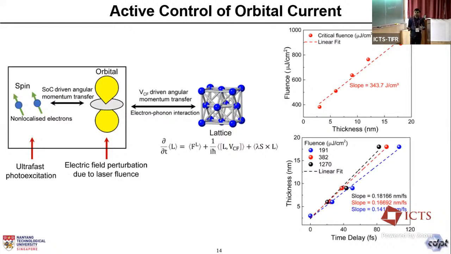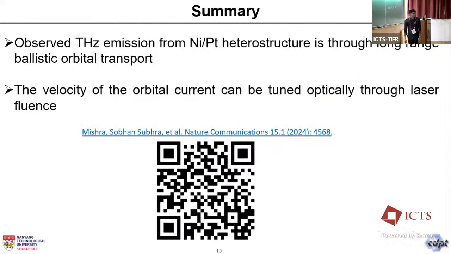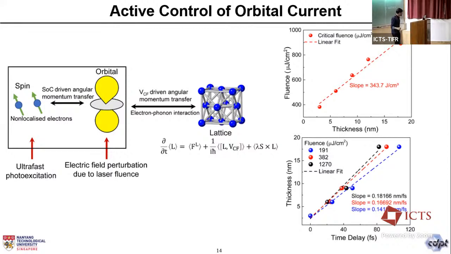That's why, as we are increasing the fluence, we are increasing the angular momentum extraction to this orbital wave function, and hence we are increasing the velocity, and that can be probed or proved using this continuity equation.